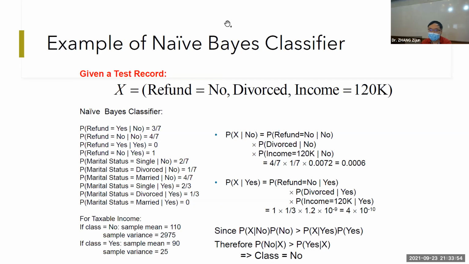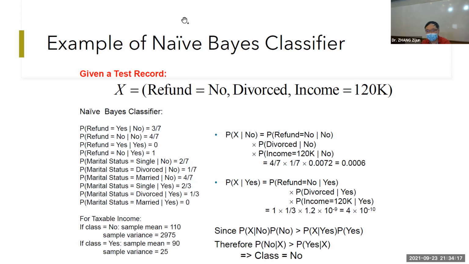Then we can compute that its probability is 0.0072. This is an example. We adopt the naive Bayes classifier, the full process of computation for classifying this test record, X, with refund equal to no, marital status equal to divorced, and income equal to 120.